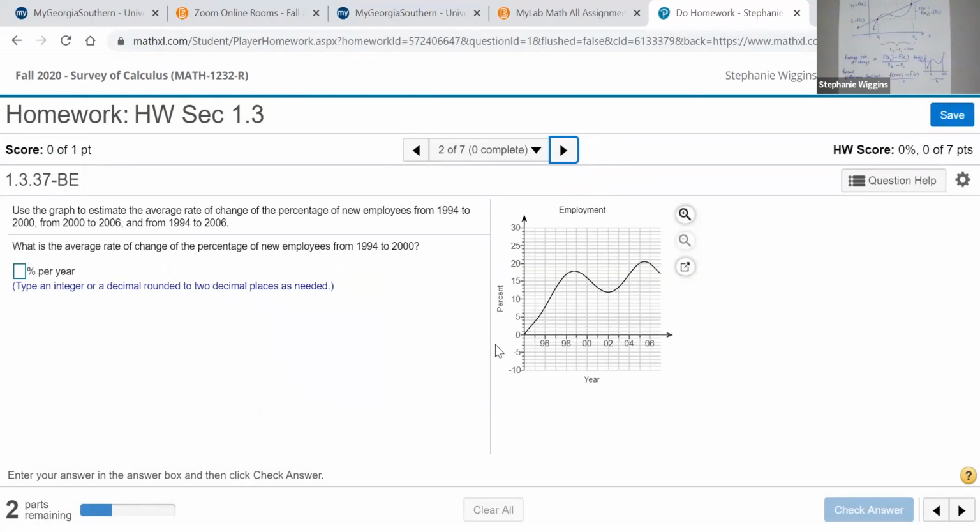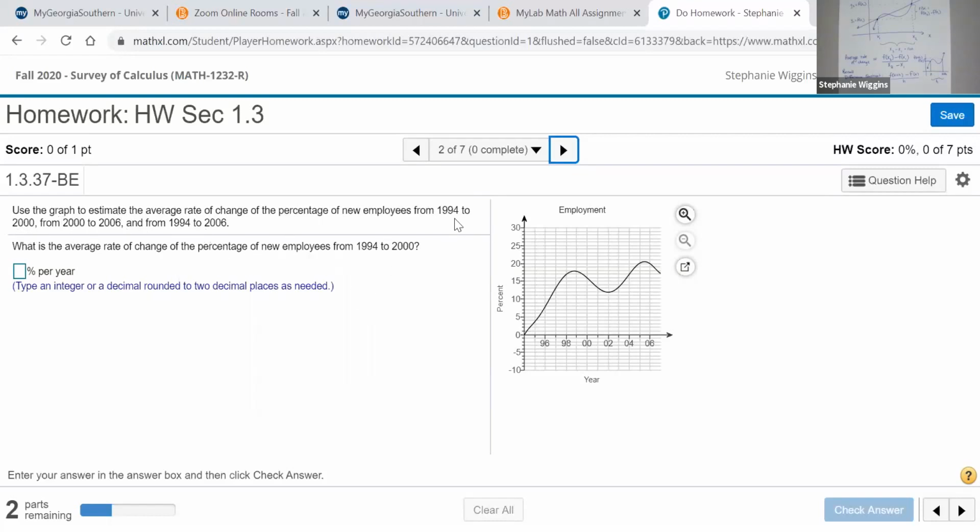Remember, average rate of change is the slope of a line. So when it says, what is the average rate of change? All you're doing is calculating the slope. But what values are you going to use to calculate the slope? Well, there are 3 different average rates of change that they want you to calculate.